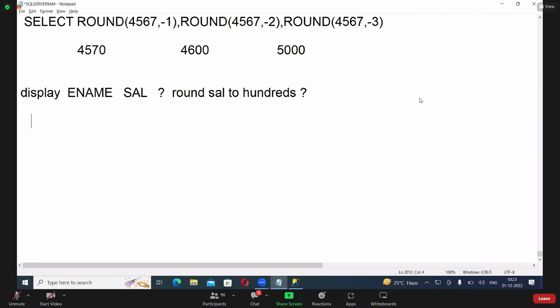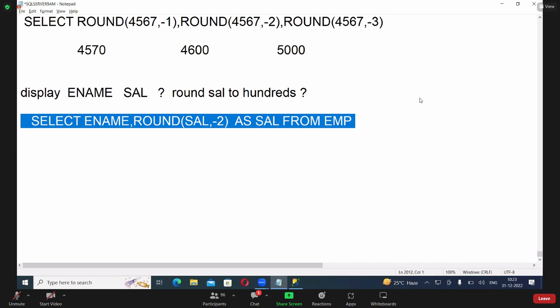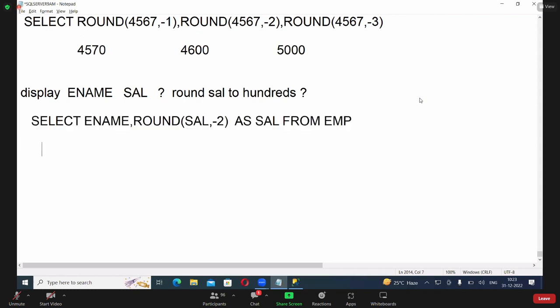So how to write? Select ename, comma, round of salary, minus 2 as salary from EMP. So every employee's salary is rounded to hundreds. What about the first employee? Name is Smith. Salary is 800. What will it show? 800 only.